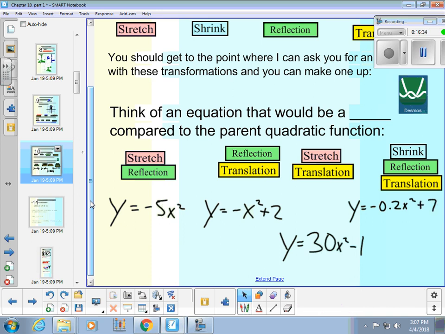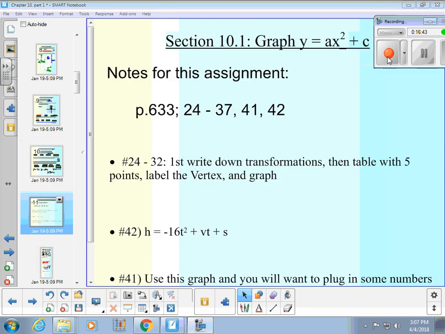So there are three possible answers. Again, your answers could be different. But as long as you're doing those kind of things, then you've made three correct equations for those situations.